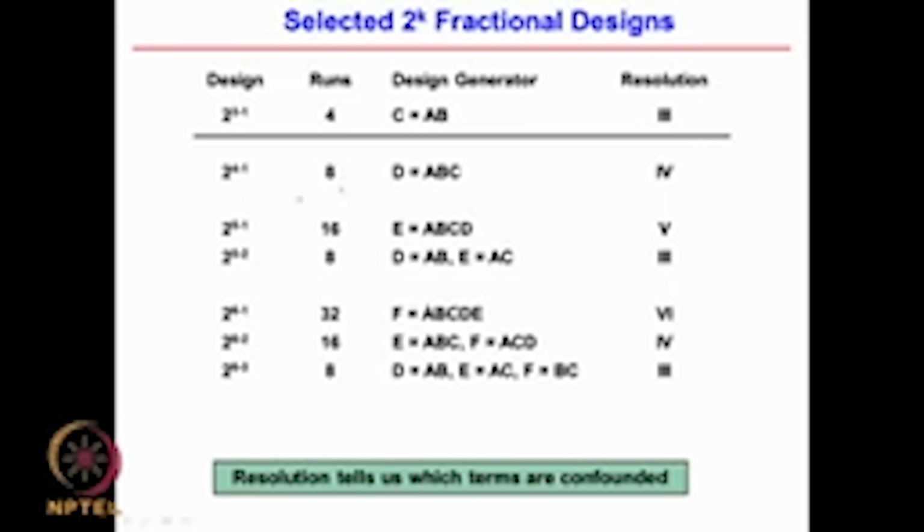This is okay. Let us look at another one more variable E, okay. So, that is 2 power 5, that is 32 experiments. Suppose if I want to do only half of that, 16 experiments, what will I do? E equal to ABCD, this is a resolution 5 design, very nice. But if I want to do 1/4 of 32, that is 8 experiments, 2 power 5 minus 2, then D will become AB or E will become AC. So, this is a resolution 3 design. The main effects are confounded with the two-way interactions, which is not desired, and so on.